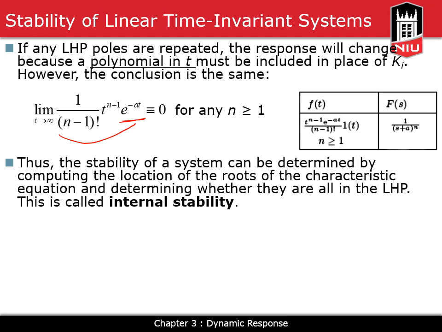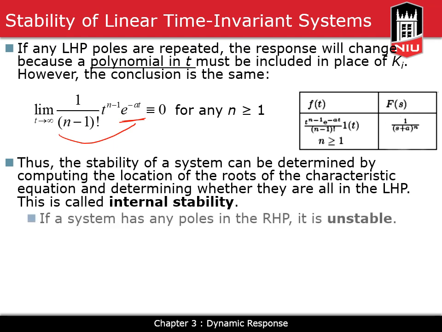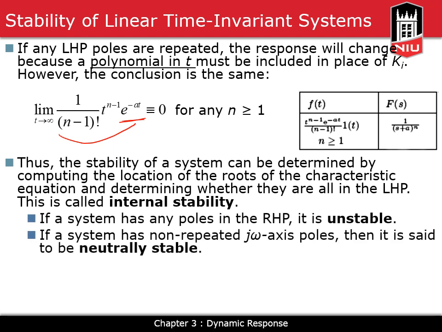So the stability of a system can be determined by computing the location of the roots of the characteristic equation. These are the poles. And determining whether they are in the left half plane or not. If they're all in the left half plane, we say the system is stable or internally stable. If a system has any poles in the right half plane, it is unstable. If a system has non-repeated poles on the j omega axis, that means poles that have zero real parts, the system will be called neutrally stable.